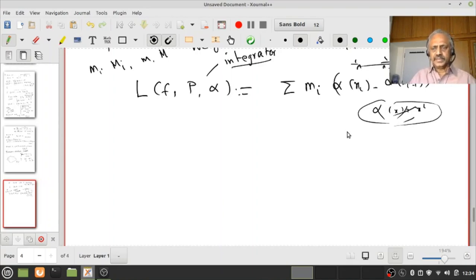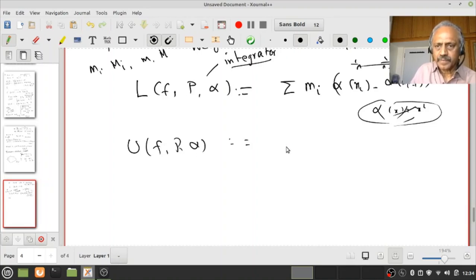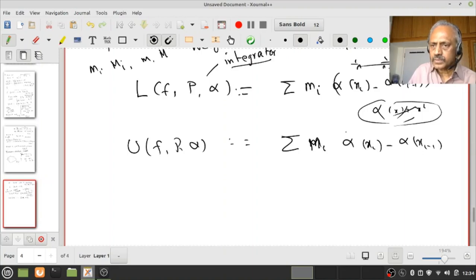Then how do you think I will define UFP alpha? Exactly the same way: little mi, capital mi, into alpha xi minus alpha xi minus 1. Next, when I take alpha of x equal to x, this is an increasing function. For this alpha, UFP alpha is nothing other than UFP, and LFP alpha is nothing other than LFP. Because alpha xi will be xi, and alpha xi minus 1 will be xi minus 1.